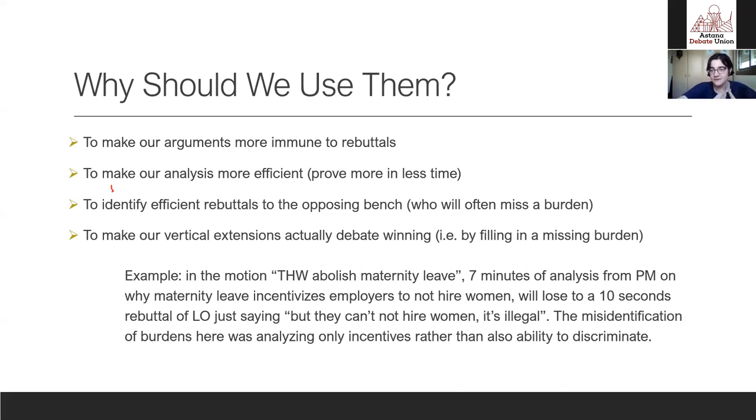Seven minutes of analysis can lose to 10 seconds of a rebuttal, because they are prioritizing their own burdens. What essentially I did with the rebuttal that I've just given is the same. You did a lot on analyzing one burden, which is the incentives to discriminate women. You never gave a single word to explain why you are able to discriminate against women, even if you want it very, very much. At which point, the case cannot stand.